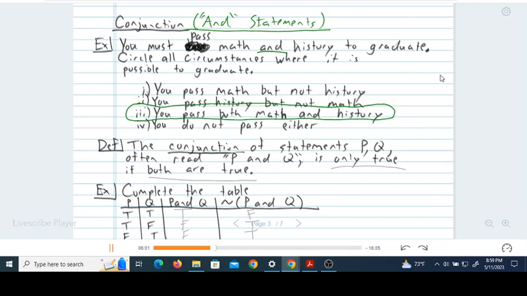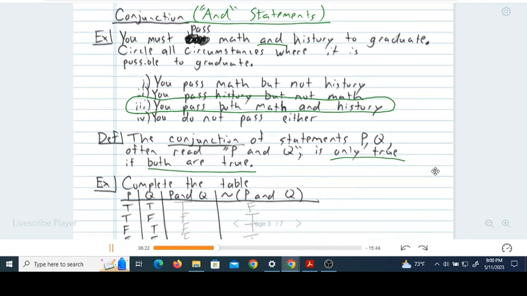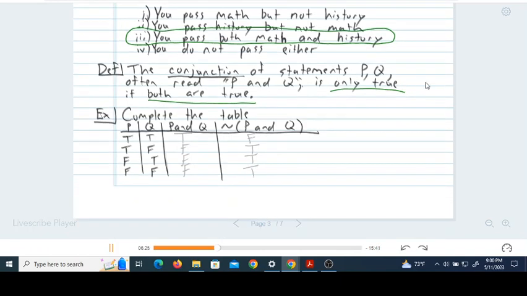Or option 4, you do not pass either. Well, that means not good enough for graduation. So the conjunction of statements P, Q, often read P and Q, is only true if both are true. You must satisfy both. If it says you must pass math and history, you'd have to satisfy both. And if I tell you that I am 6 foot tall and a professional basketball player, well, I better be both. Otherwise, that would be a false statement.